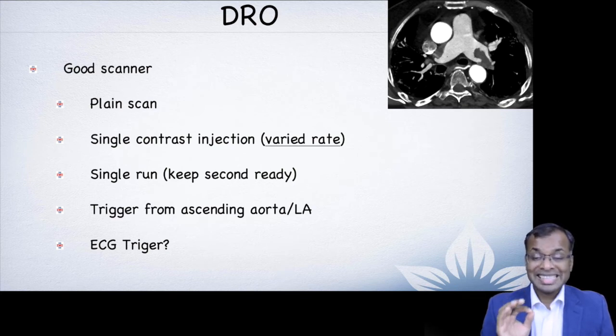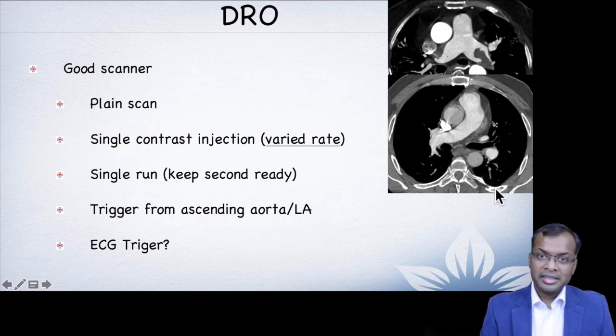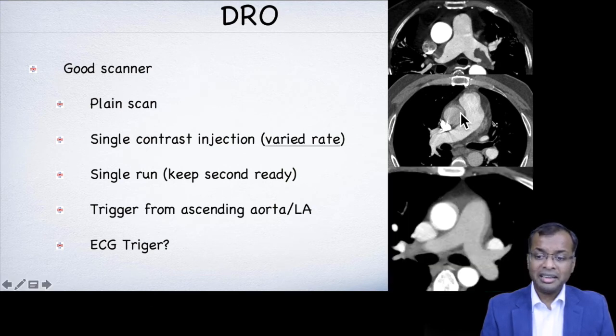Trigger from the ascending aorta. So you've got contrast within the aorta and the varied injection rate will make sure that there is contrast within the pulmonary artery also. So you can see contrast within the pulmonary artery, and good contrast within the aorta as well in this patient. Sometimes if you do not trigger using ECG, you will get artifacts like this, which can be confusing and you will not be able to make up your mind whether this is a dissection or not. For these particular scenarios, you certainly need ECG gating.